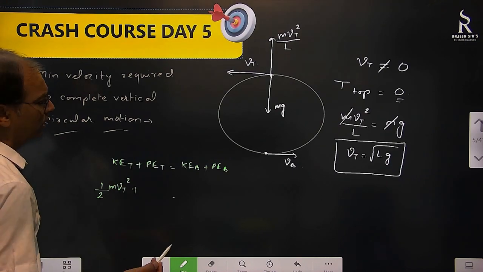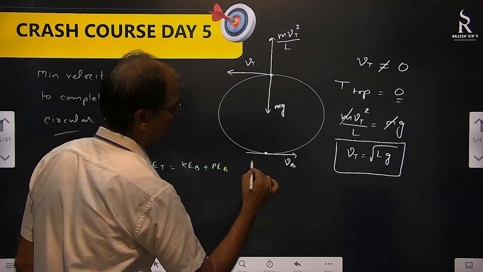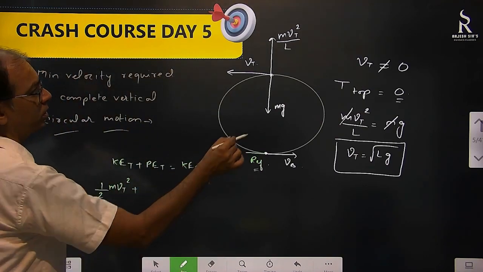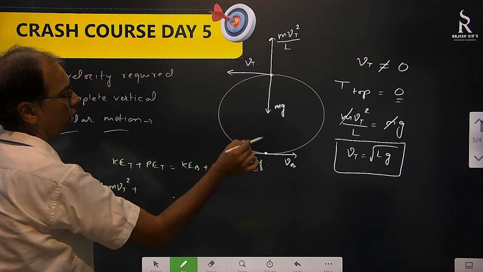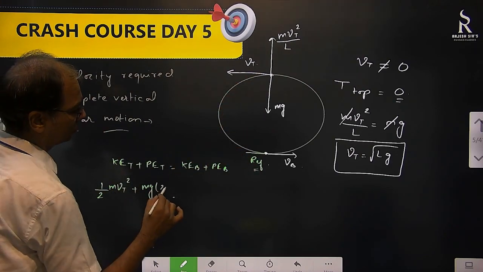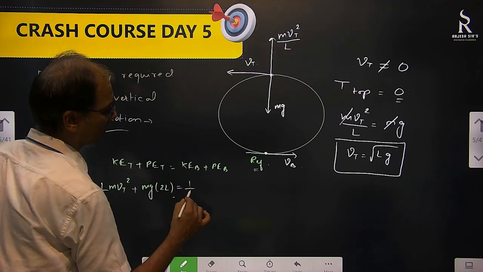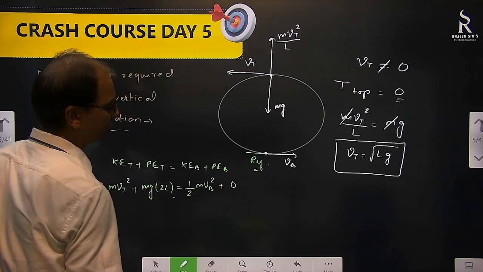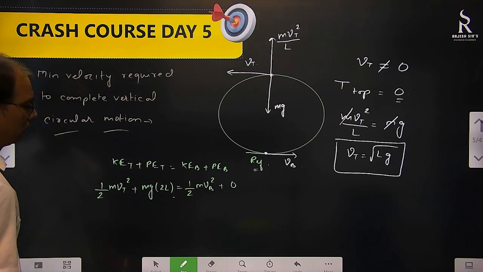Where is the reference? Again, the reference is at the bottommost point only. This is the reference. So potential energy at the top means mg into 2L. Height is 2L. So mg into 2L. Kinetic energy at B we are calculating. Potential energy at B is 0. Done.